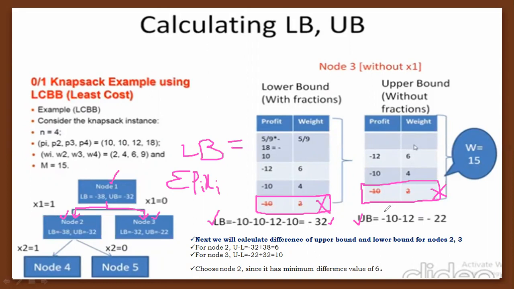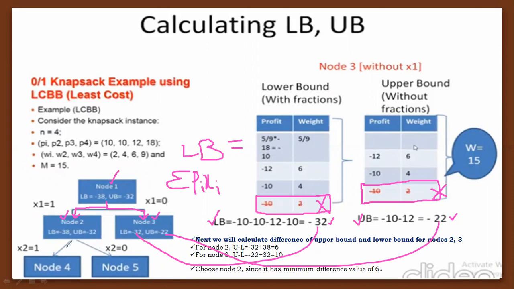If you want to calculate the upper bound for this one, you will get the upper bound as minus 22. So here the lower bound is minus 32, upper bound is minus 22. This is the lower bound value and this is the upper bound value, and both will be placed in node 3. This is when the first item is not to be selected.